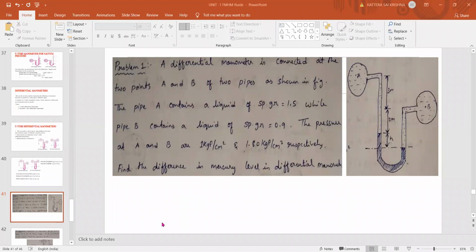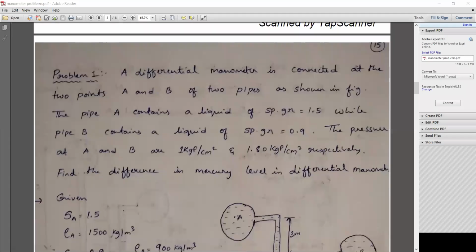SA, capital SA equal to 1.5. Now find the density of A, symbol rho A. Like this. First given data SA equal to 1.5. Next, rho A equal to 1500. How we got this 1500? Density is equal to specific gravity into 1000. Write the term here: 1000 into 1.5, specific gravity SA into 1000. So density of A equal to 1500 kg per meter cube.